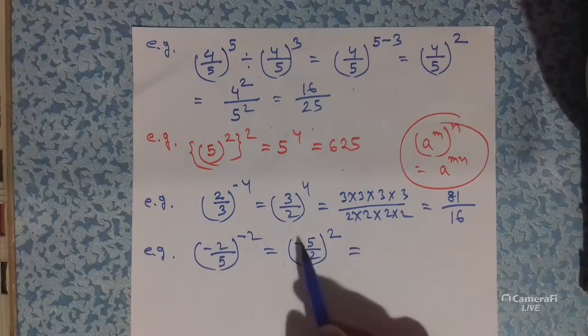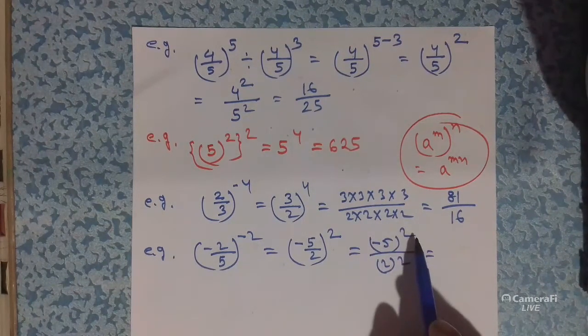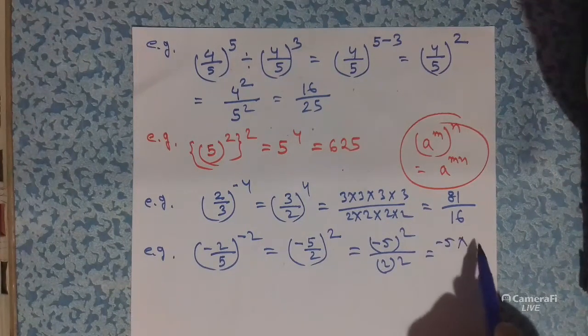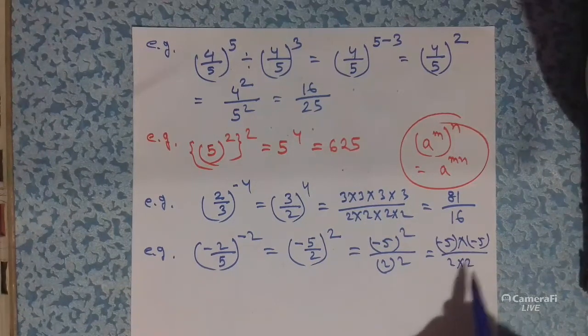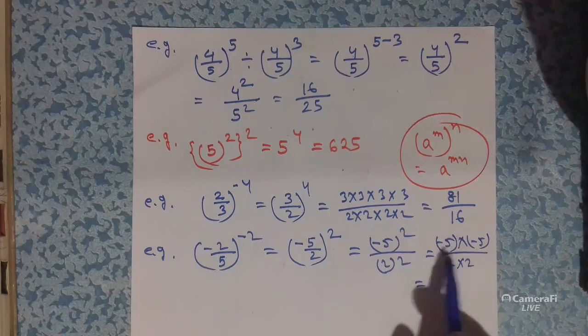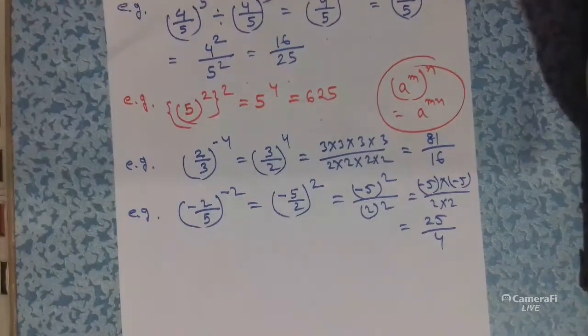So it will be (minus 5) squared by 2 squared. Minus 5 squared means minus 5 multiply minus 5, and it is 2 multiply 2 in the denominator. Minus times minus is plus, and 5 times 5 is 25 and 2 times 2 is 4. So 25/4 is the correct answer.